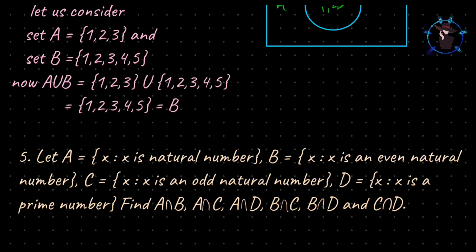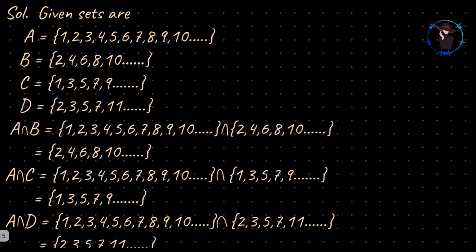Fifth one, when we have, let A be all natural numbers, B all even natural numbers, C odd natural numbers, and D prime numbers. So we need to find A intersecting B, A intersecting C, A intersecting D, B intersecting C, B intersecting D, and C intersecting D. Okay, given sets are A all natural numbers 1, 2, 3, 4, 5, and so on. B even natural numbers 2, 4, 6, 8, 10. C odd natural numbers 1, 3, 5, 7, and so on, and D are all prime numbers.